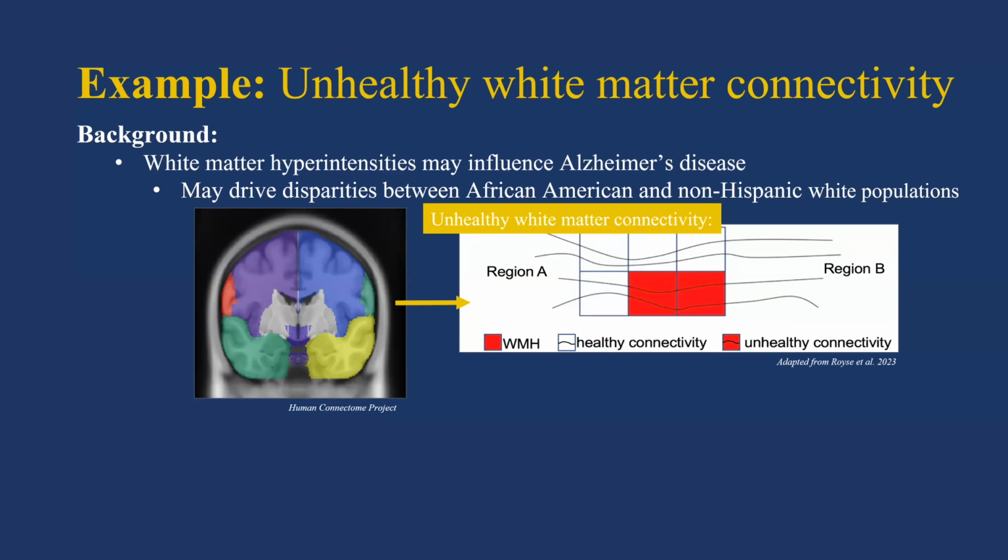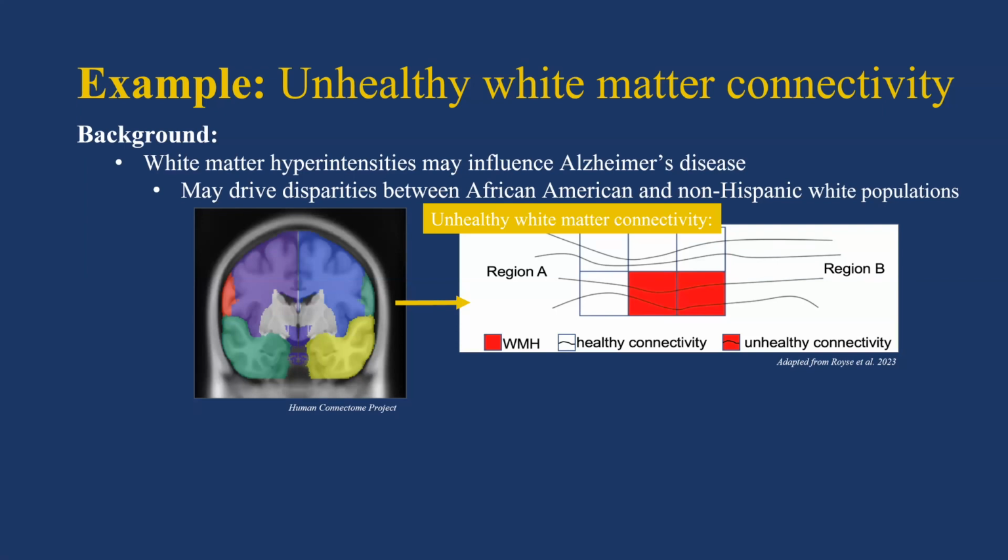So to fill this gap, we created a new, more spatially precise method for measuring white matter hyperintensities called unhealthy white matter connectivity, which combines T1, T2, and diffusion tractography MRIs. Unhealthy white matter connectivity in itself is defined as the proportion of white matter connections that pass through white matter hyperintensities for a pair of brain regions. And to illustrate what all of those words mean, I have this graphic here.